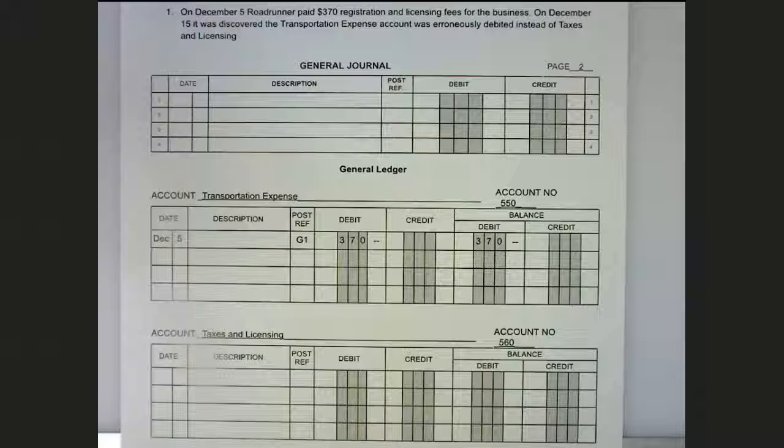And this is important because in a couple of chapters, we're going to get to closing entries, where we're going to have to close out all of the expense accounts. How do you close out an account? You credit an expense account, because expense accounts have a debit balance. You credit that for whatever that balance is. You zero it out. So we're going to credit the transportation expense.